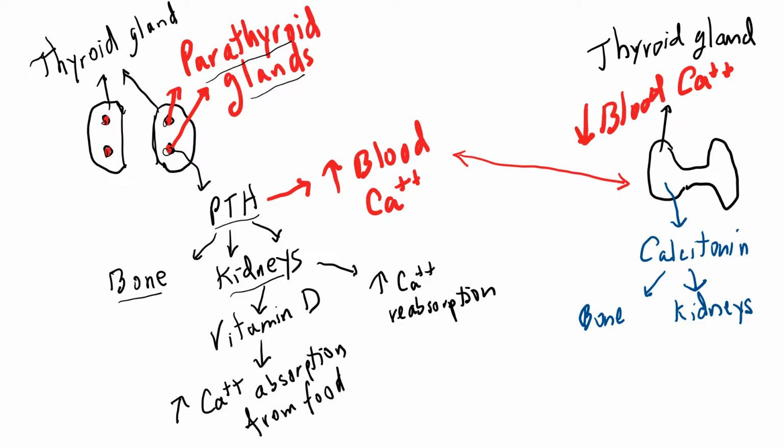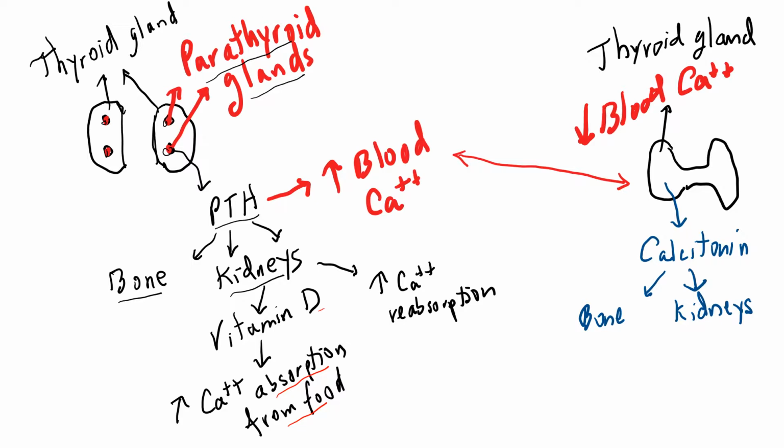PTH causes bone to lose calcium, and that calcium will be deposited into the blood. PTH causes the kidneys to secrete higher levels of vitamin D. Vitamin D in turn is needed for the absorption of calcium from food. This calcium that is being absorbed from food will find its way into the blood, increasing blood calcium levels.